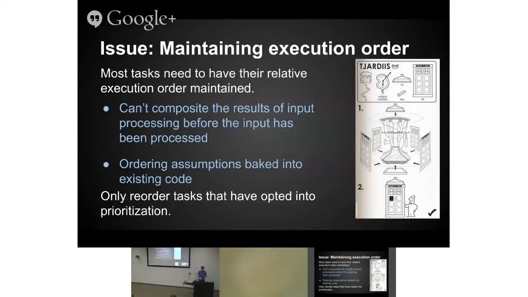So we can't just blindly go and reshuffle everything the way we want. For example, you can't really composite the result of input processing before you have processed that input. Just doesn't make sense. And a lot of these assumptions are baked into code, especially testing code, which is often riddled with this. It expects things to happen in a certain order, even though it doesn't always need to. So the way we solve this is that we only reorder tasks that we know about, tasks that we know are independent. So these tasks have to be explicitly opted into this system.